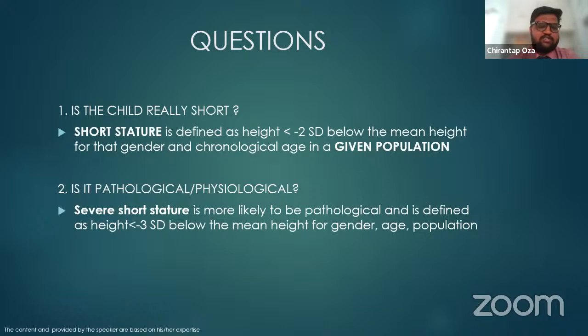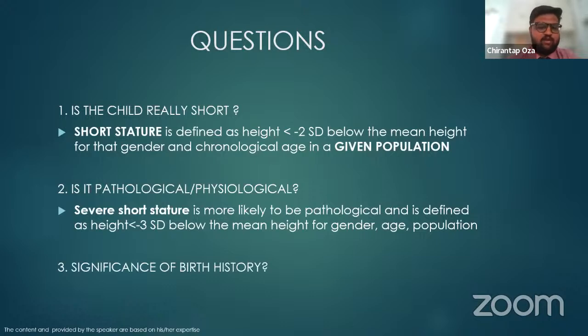Severe short stature is defined as height less than -3 standard deviation. And when it is severe short stature, it is more likely to be pathological. And between -2 to -3, of course with exceptions, it is usually physiological short stature.